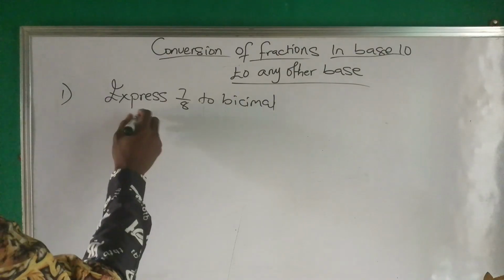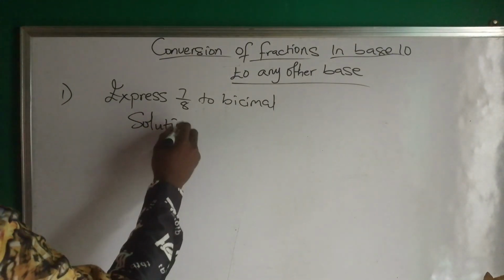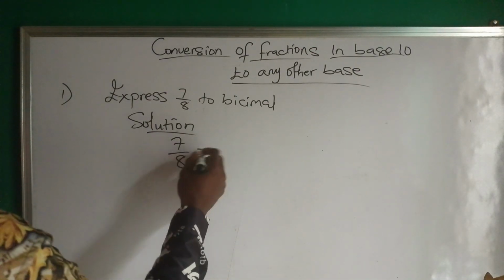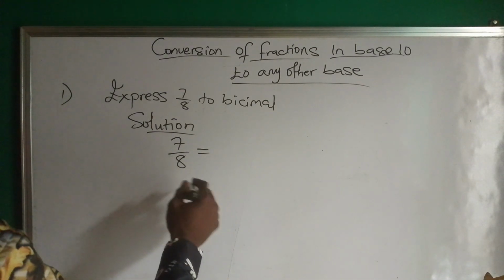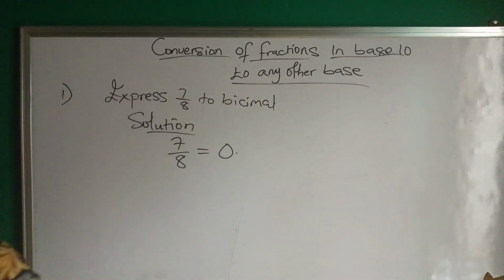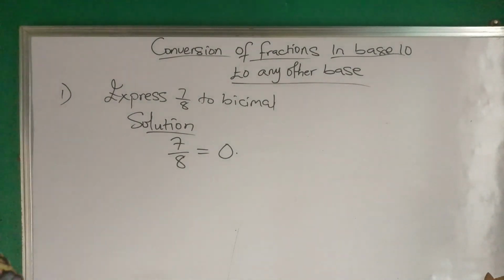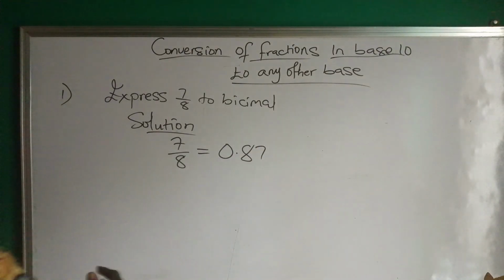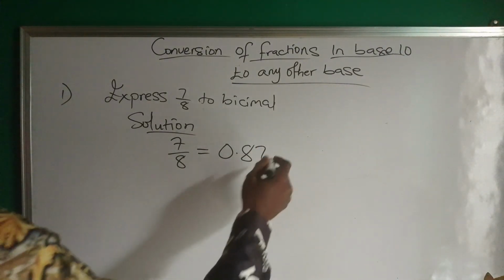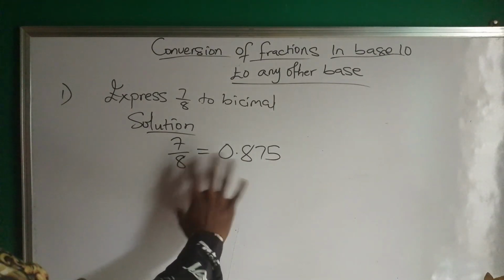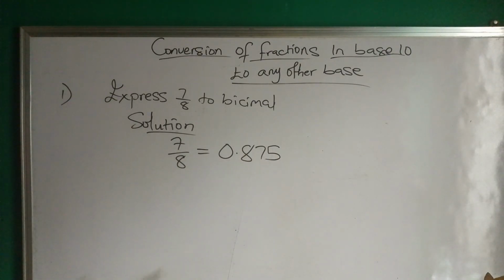Alright, to do this, we'll start by converting 7/8, which is a fraction, to decimal. So doing that, 8 in 7: 7 divided by 8 is actually 0. Now 8 in 70 should be 8, remainder 6. 8 in 60 should be 7, remainder 4. 8 in 40 is 5. So this is equal to 0.875. We are just expressing this fraction in decimal, so this is what we are converting to base 2.